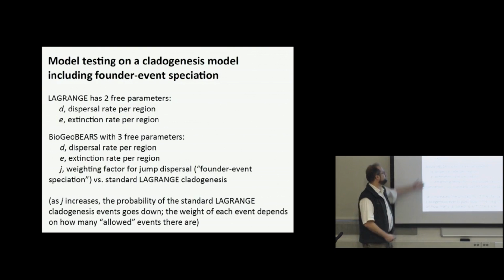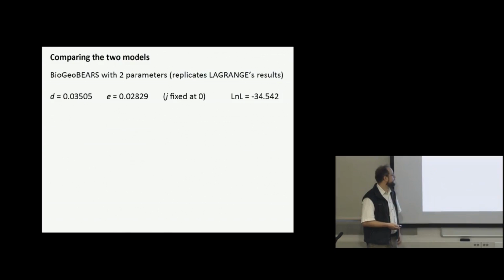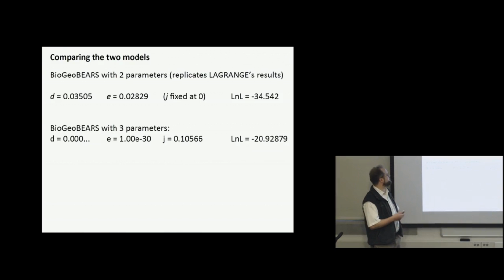And so I mentioned, if we want to use this to compare models, I have a Lagrange model with 2 free parameters, and I have the BioGeoBEARS version with 3 free parameters, adding this J parameter. As J gets bigger, we have more and more weight, or more and more probability, for these founder event speciation events. So when I compared these 2 models, just on the default data set that's used as the test data set for Lagrange, I got a big jump in the log likelihoods.